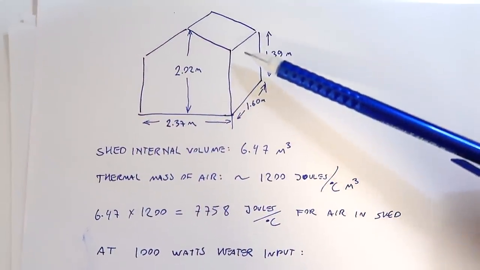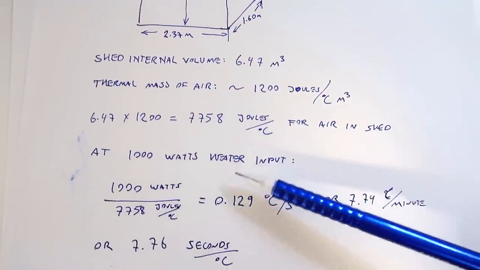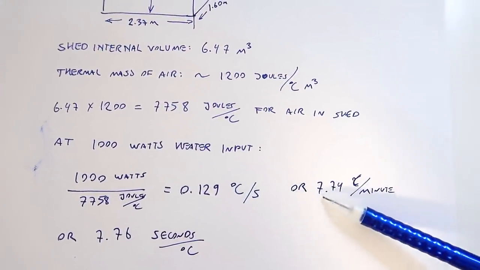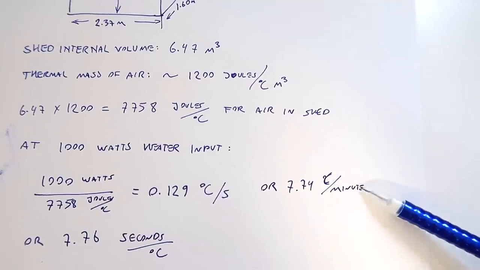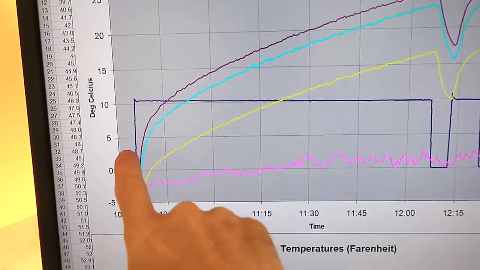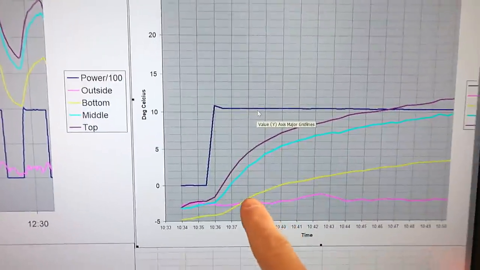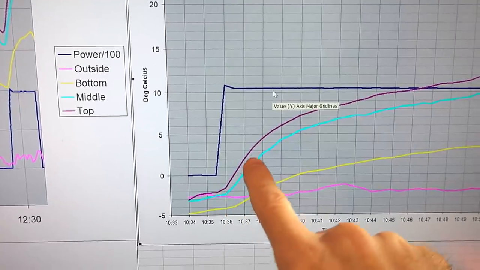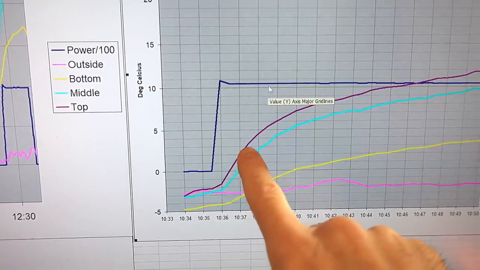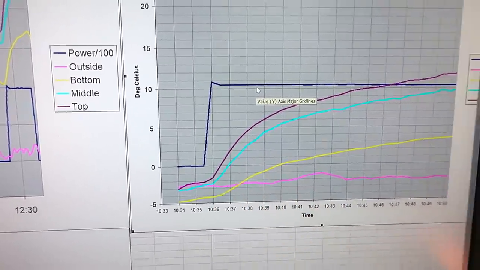Based on the internal volume of the shed and 1,000 watts from the heater, we should see about 7.74 degrees Celsius per minute temperature rise. So I took the initial part of the graph and blew that up a little bit, and at best initially we're seeing a 3.5 degrees Celsius rise for the top temperature, less for the bottom. That's less than half of what I was expecting, so something's not quite right.